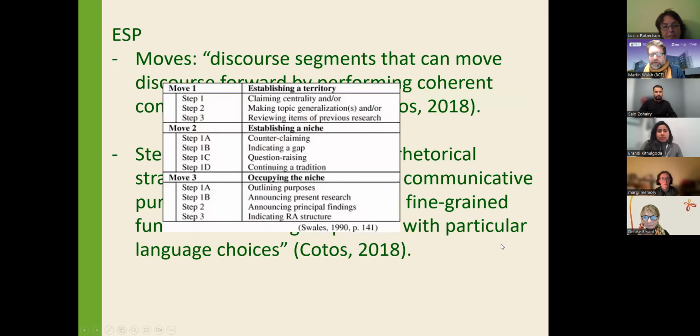In the EAP model, I think the most famous thing that always gets bandied about is Swales, and how research introductions and research articles are structured. You'll have the first move establishing a territory, and then steps within that move. So what the writer is trying to do in order to establish a territory is establishing a niche and occupying a niche. So essentially, both of them are looking for common rhetorical patterns or common sections within text which have a similar function or purpose, and that represent that genre.